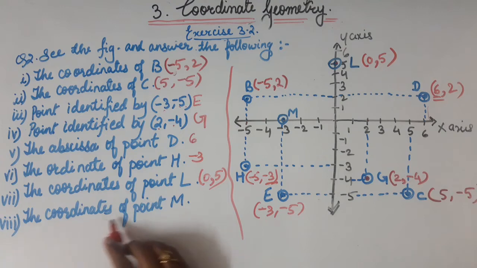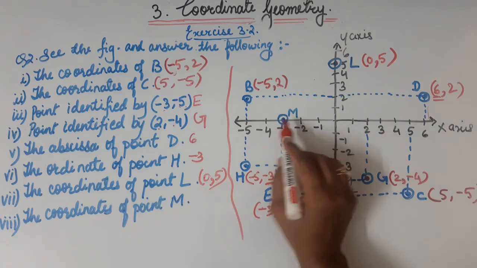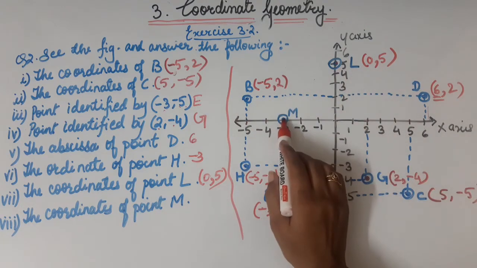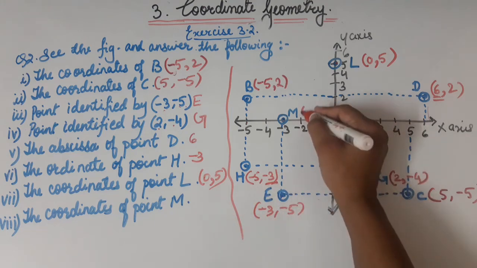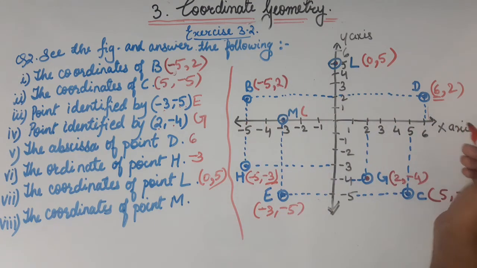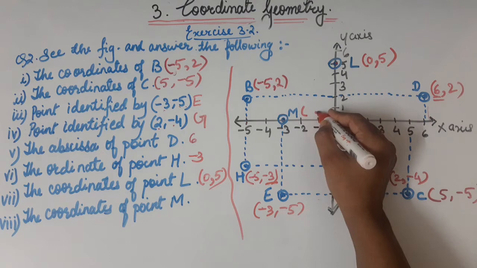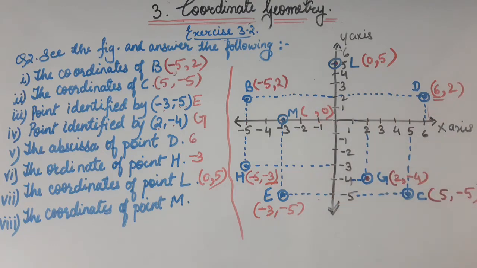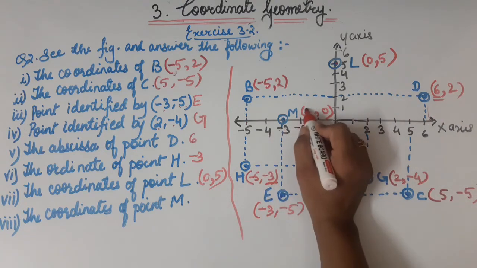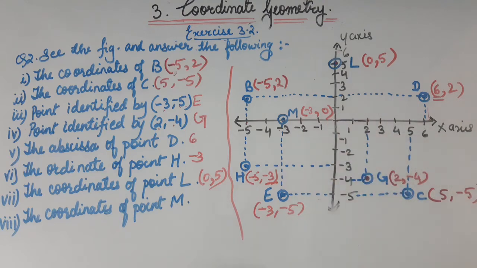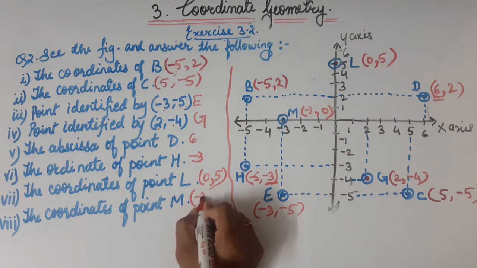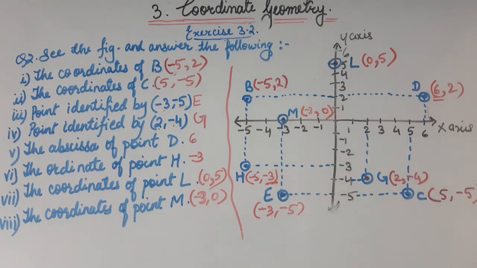The last question is the coordinates of point M. Check where your point M is. M is here on the x-axis. We have discussed that when the point is on the x-axis, its y coordinate is 0. So y coordinate is 0 and x coordinate is -3 here. So the coordinates of M will be -3 comma 0. Here we complete this exercise, and let us now see the last exercise of this chapter, that is 3.3.